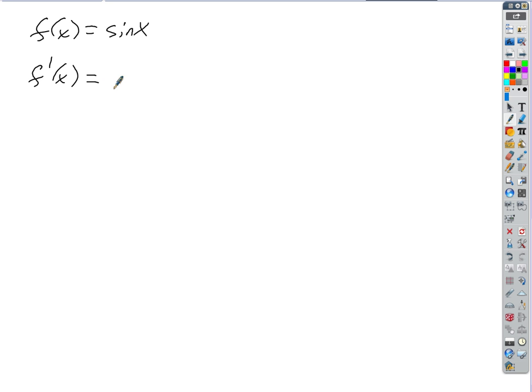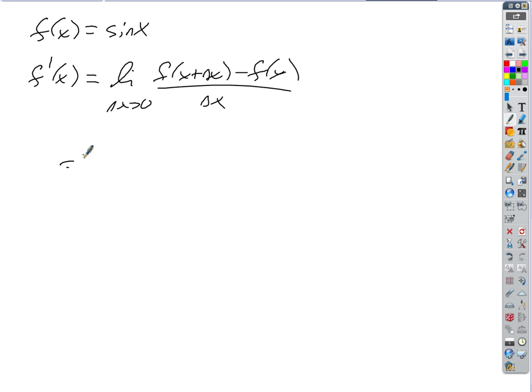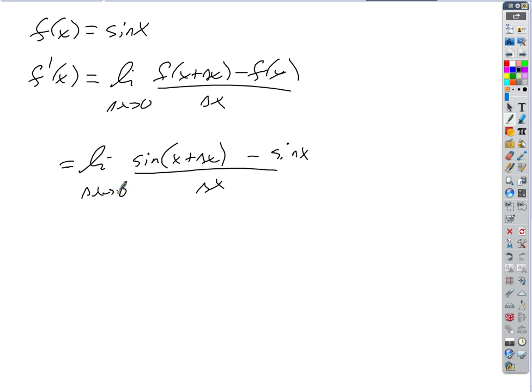So f prime of x equals the limit of f of x plus delta x minus f of x over delta x, as delta x goes to 0, which becomes, for our function, what? What's f of x plus delta x if f of x is sine x? Sine of x plus delta x, right? Minus f of x would just be sine x, over delta x. Delta x goes to 0.